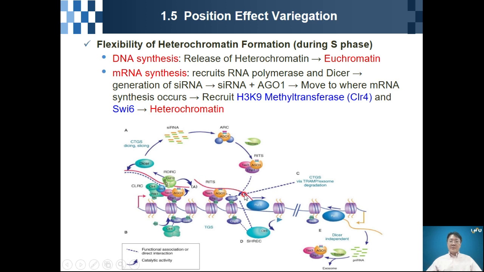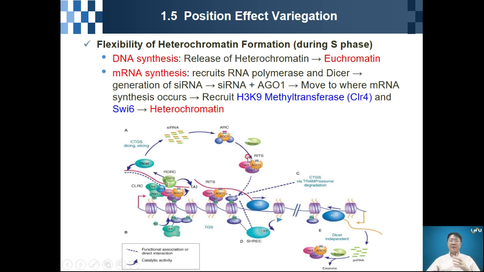After that, this mRNA usually recruits the Dicer complex. So the Dicer complex is generated. They chop the RNA. So they will make small siRNA, very small RNA. After that, this siRNA and Ago1 protein make a complex.